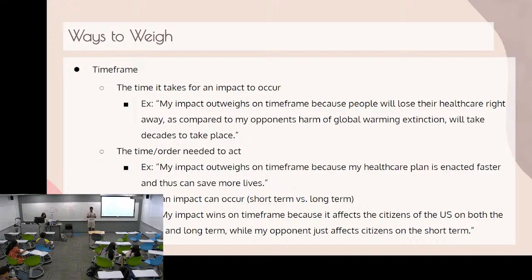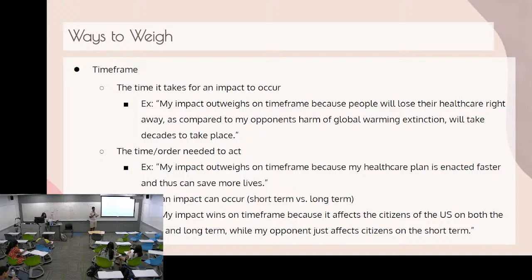So essentially, solve my problem first because it's right away and it impacts all of us now, rather than my opponent's, which is way later. Basically, it's the time or order needed to act. So it outweighs on time frame because the healthcare plan is enacted faster and thus can save more lives right away. So that's how you can outweigh on time frame.